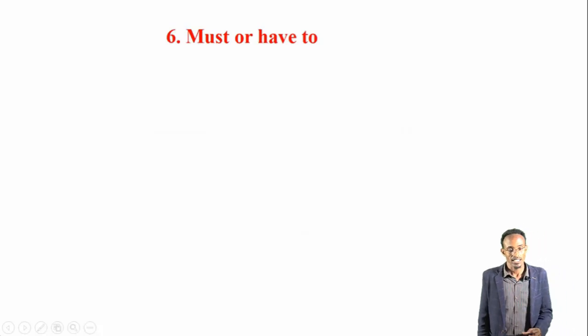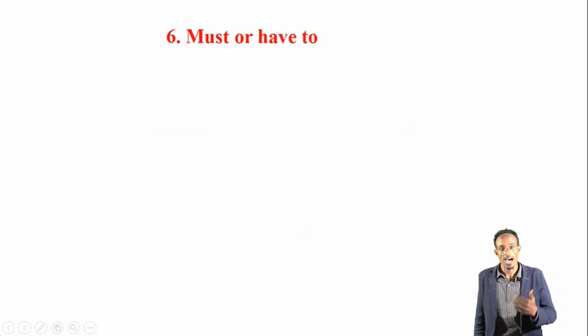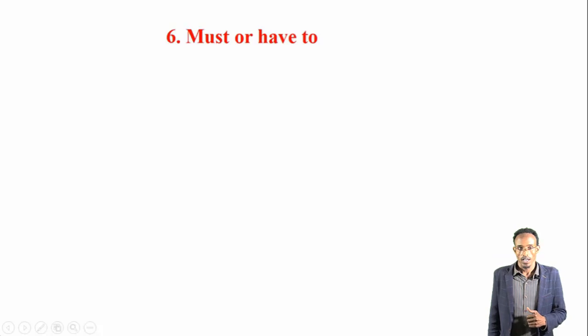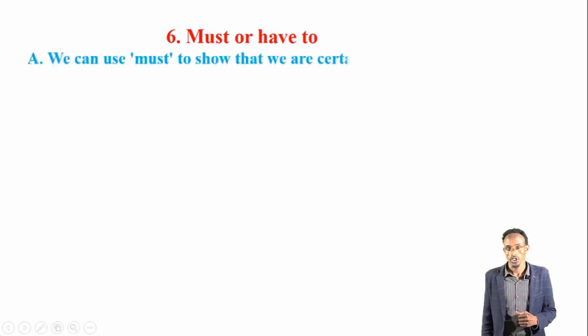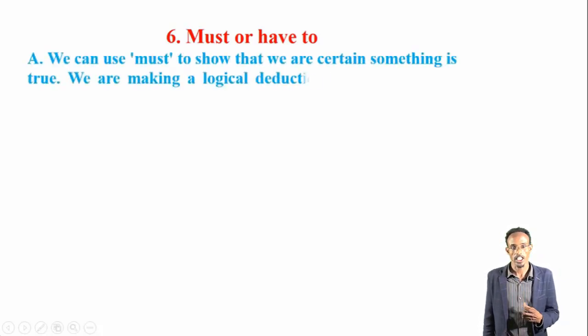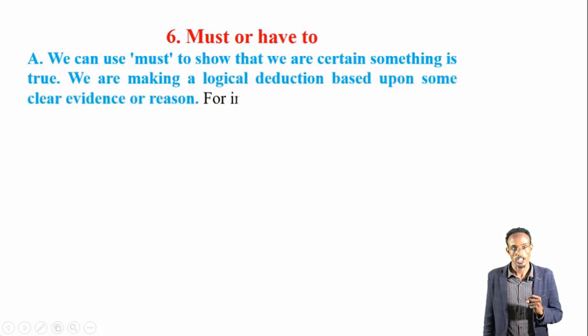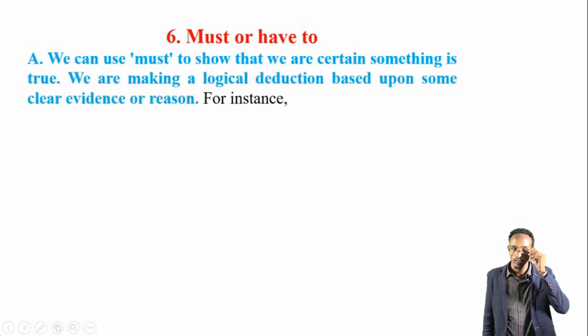And the final one is must or have to. We can use must to show that we are certain something is true. We are making a logical deduction based upon some clear evidence. For instance, you must be worried that she is so late coming home.